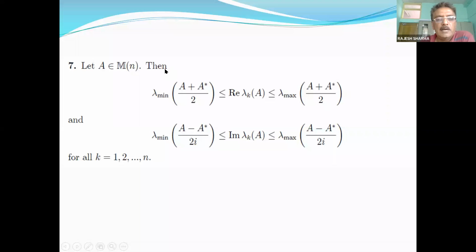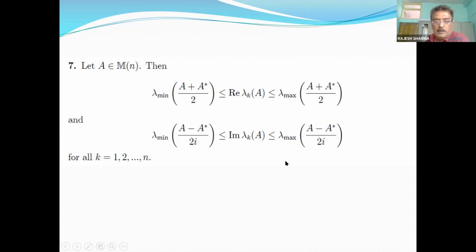Yes, this question, anybody want to comment? Let A belong to Mn. Then lambda minimum of (A plus A star)/2 is less than or equal to real part of lambda K of A, which is less than or equal to lambda maximum of (A plus A star)/2. And lambda minimum of (A minus A star)/(2i) is less than or equal to imaginary part of lambda K, which is less than or equal to lambda maximum of (A minus A star)/(2i).